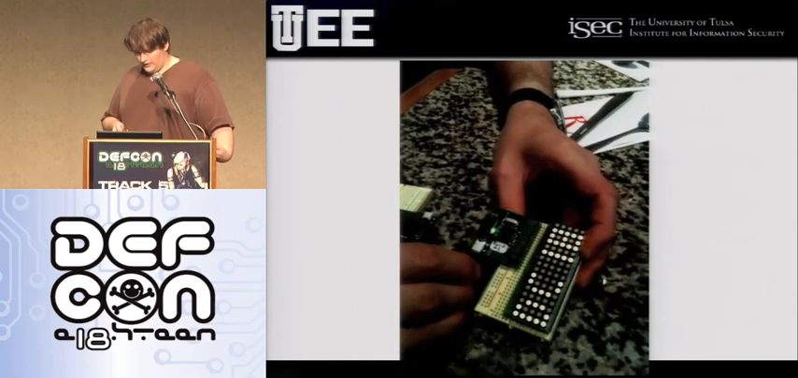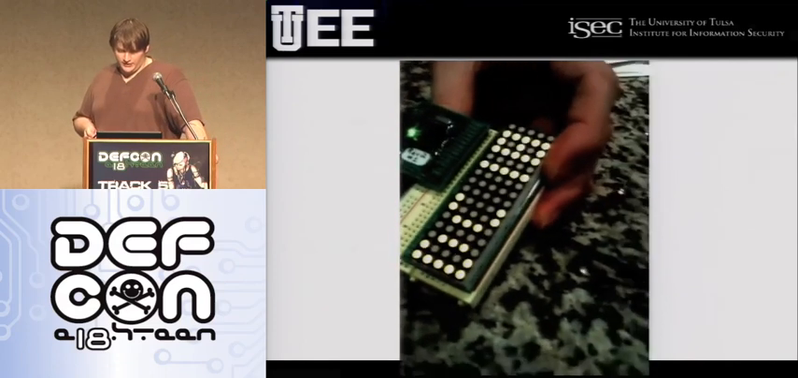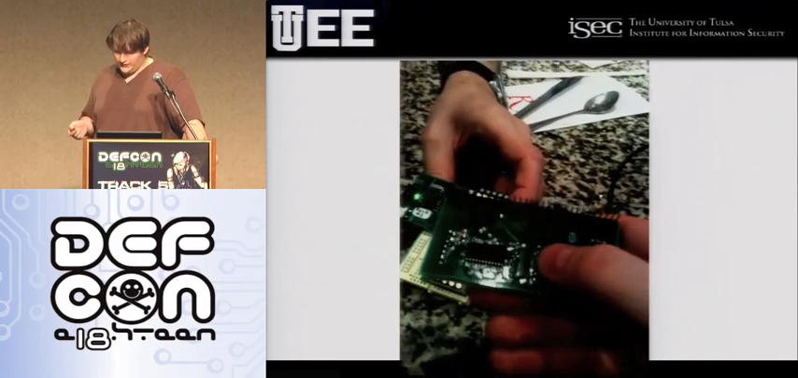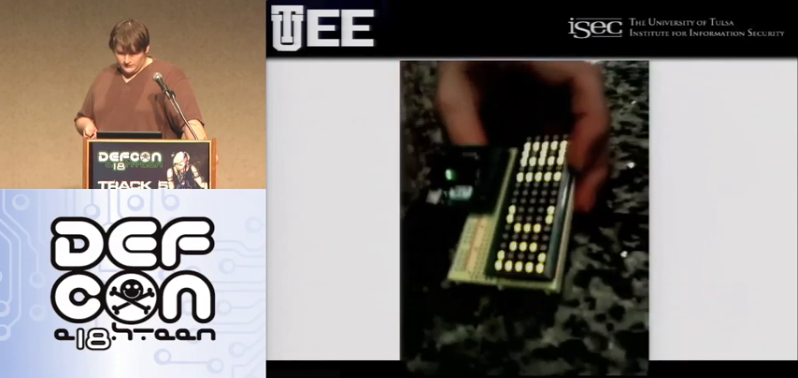Plug in the device, and this is actually kind of hard to see on the video, but it says DC18 for DEF CON 18. That's the LED matrix I was talking about. And on the back is the IC, which is a 16-bit shift register. And again, you can come see this if you want.